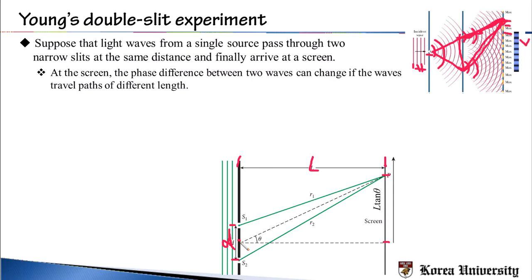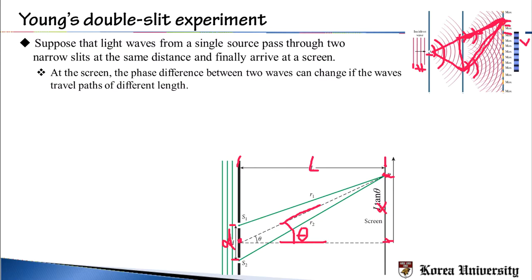The first line connects the midpoint between the two slits and the actual position where the lights merge, so it will be this line. The second line goes straight to the central position, this position. Let's call this angle theta. You can simply see that tangent of this angle theta will be L divided by this distance. So here it's better to use the angle instead of this distance.